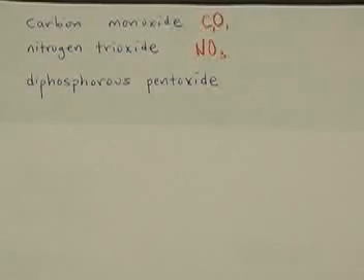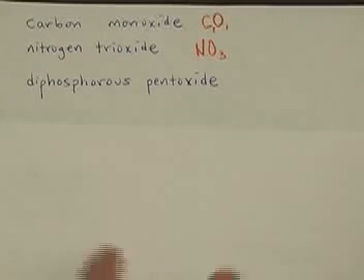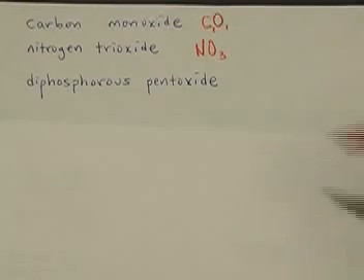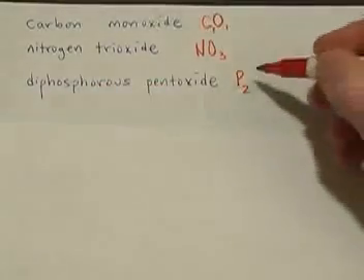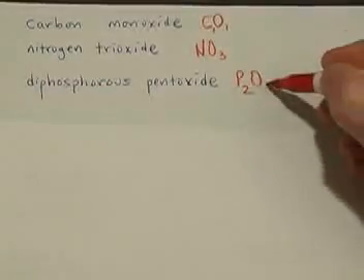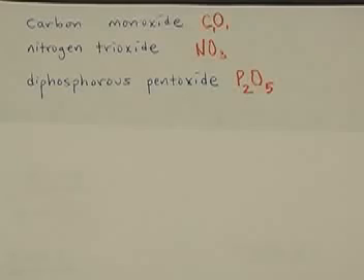The last one, diphosphorus pentoxide. See if you can do that one. Pause the video now. Diphosphorus would be P2. Pent means 5, so P2O5 would be diphosphorus pentoxide. That's how to name molecular substances.